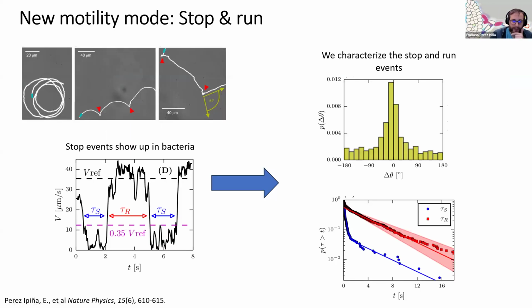So we wanted to characterize these stop events. For that, we measured the bacterial speed, and then we defined a threshold. When the speed of the bacterium was below a certain value, we assumed that the cell had stopped, and when it is above, we assumed that the cell is moving, is running. This allows us to compute, for example, the change of direction during the stop event, and we can write the probability distribution of these changes of direction. We can also compute the duration of these events, and with this, we can build the probability distribution of the event durations.